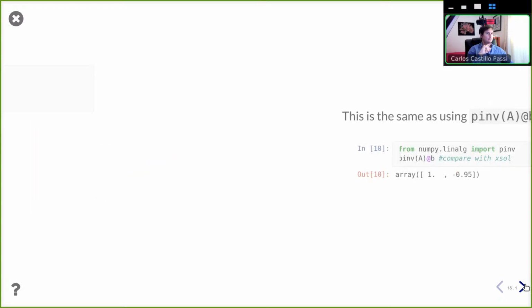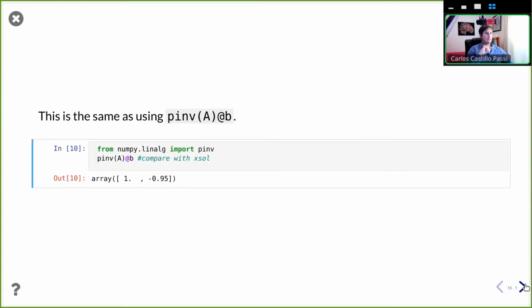All right. And obviously you can compute the pseudo inverse explicitly as well, but this is not recommended because you have the same problem. You have to calculate the pseudo inverse and then multiply by the pseudo inverse. So this is not efficient. Do not do it. Use least squares. But you'll get the exact same solution.